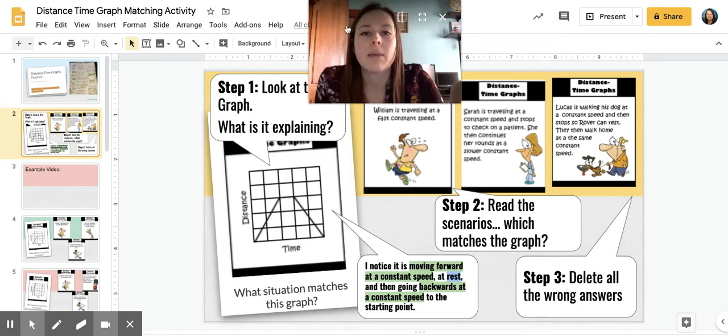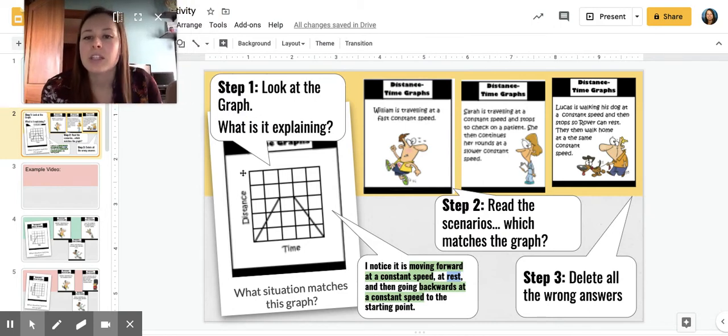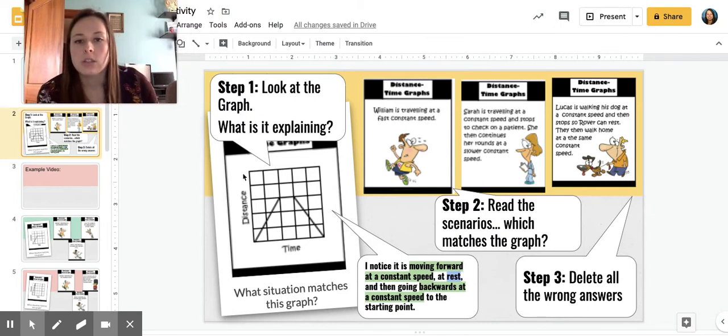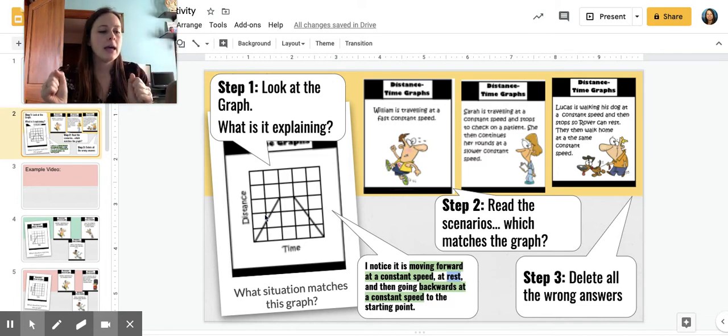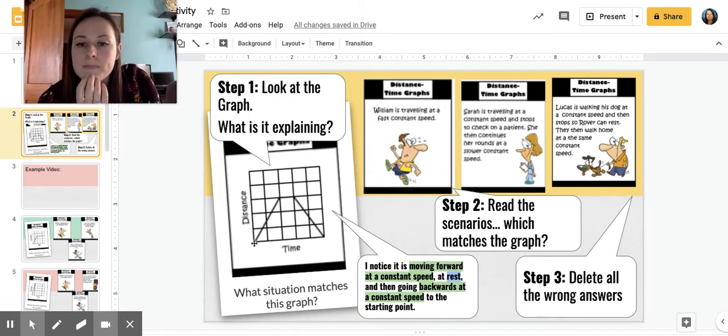Okay, so step one. Look at the graph. What is it explaining? So, okay, I'm looking at my graph. I'm seeing distance and time. So remember, time's going to keep going forward even if the distance is changing, all right? And then the other thing to remember is if it's going up, that doesn't necessarily mean it's speed. That's telling us if it's moving away from where it started. Up and down tell us away from where it starts or towards where it starts.